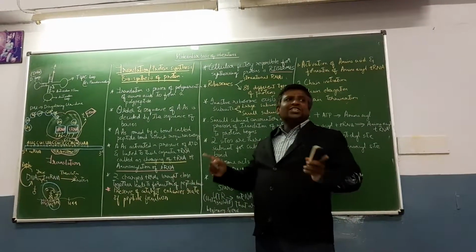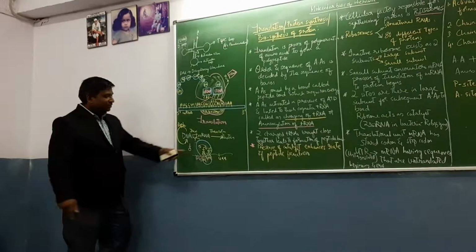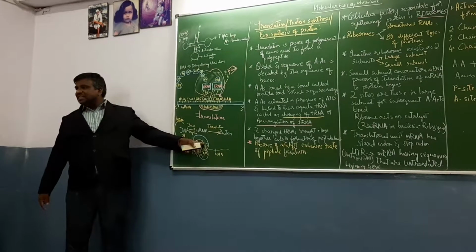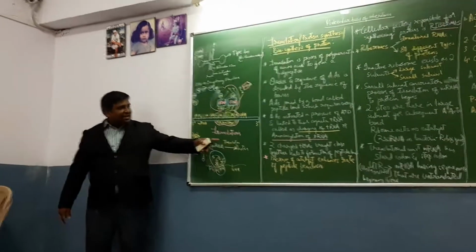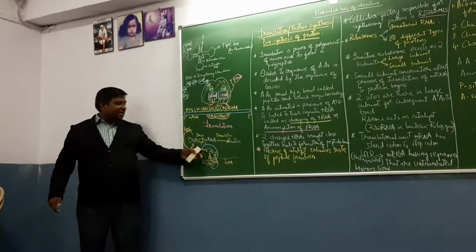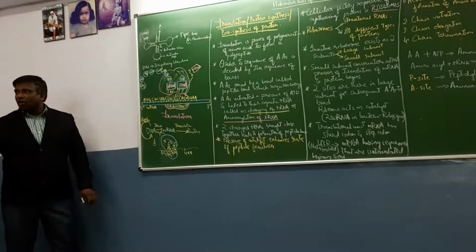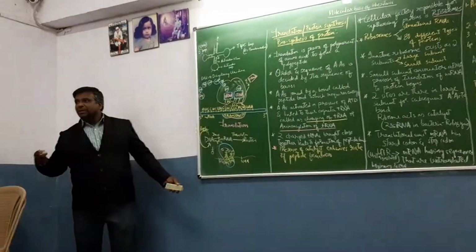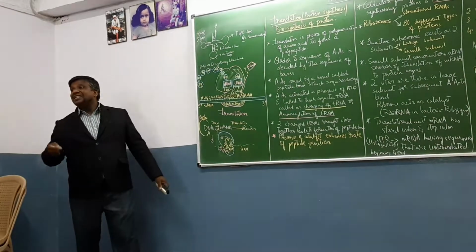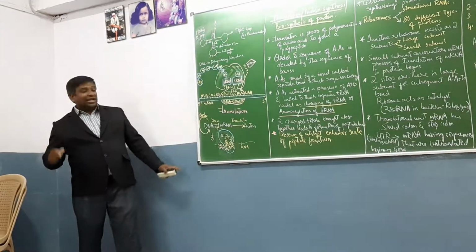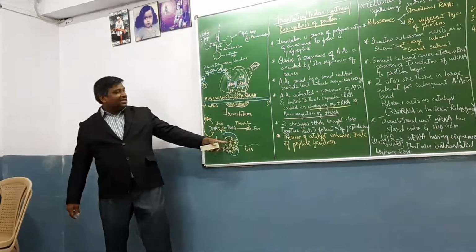The two charged tRNAs, charged with amino acids like a battery charger, are brought close together, and they form a peptide bond. The peptide bond is formed by the utility of an enzyme, the peptidyl transferase enzyme. These amino acids are transferred. Okay, that is the next step.